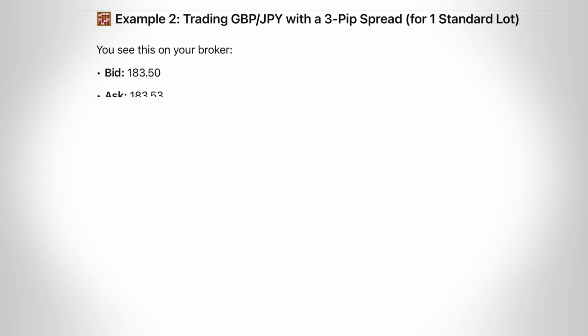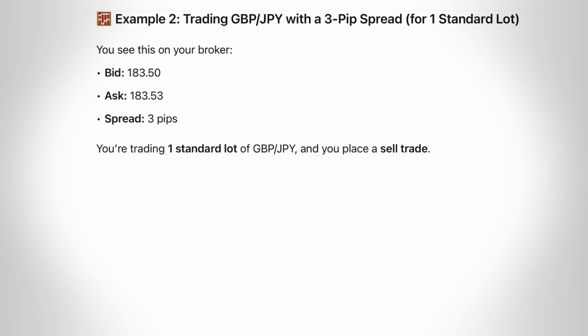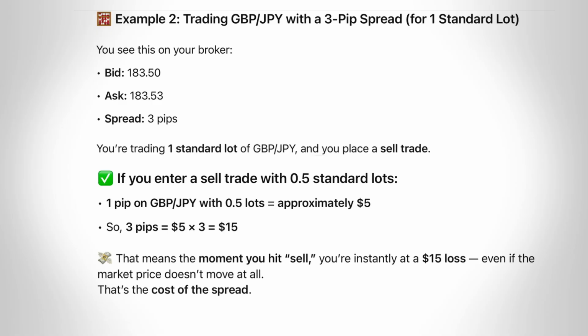Let's see another example with GBP JPY with 3 pip spread. GBP JPY is a more volatile currency pair, and that's why I'm also using it as an example. So let's say that your broker shows you a bid price of 183.50 and an ask price of 183.53. So that's a spread of 3 pips. If you enter a sell trade with 0.5 standard lot, here's what happens. 1 pip of GBP JPY with 0.5 lot is approximately $5. So 3 pips is equal to $15.